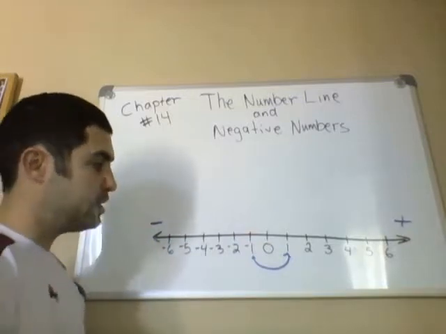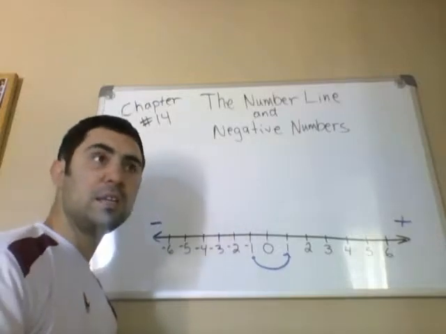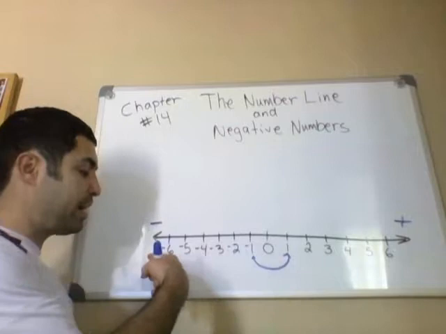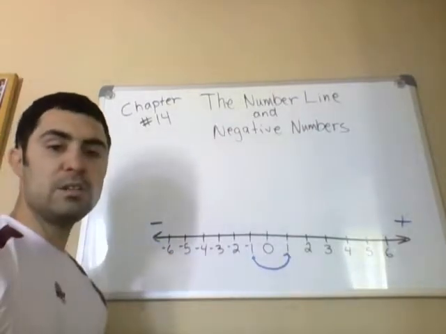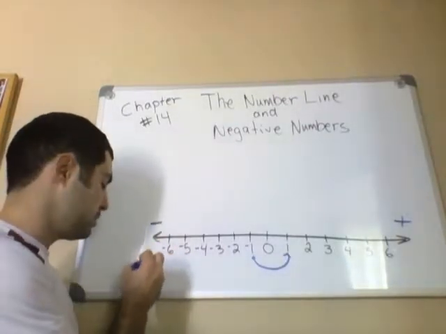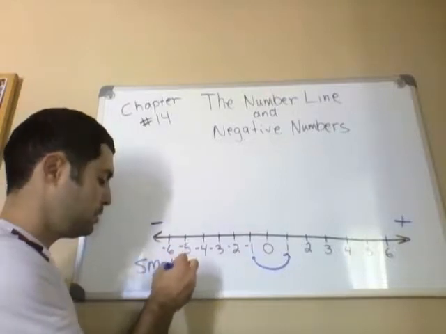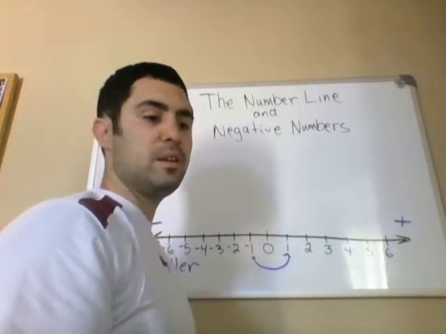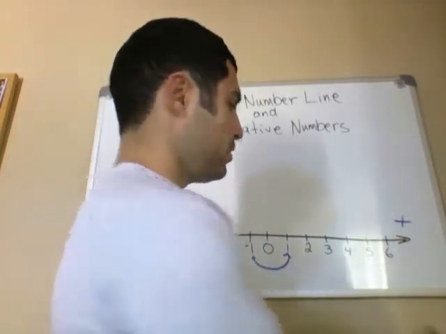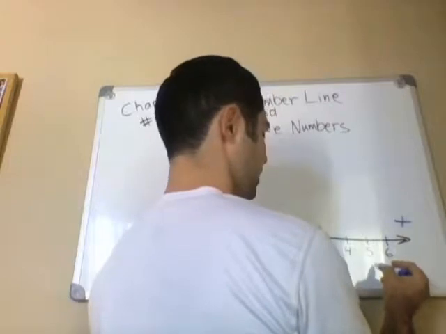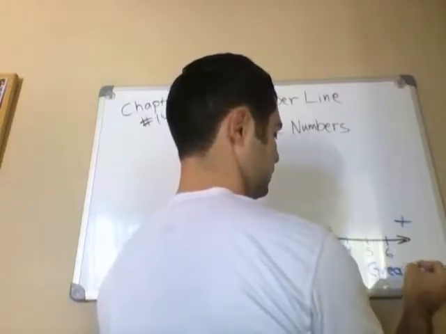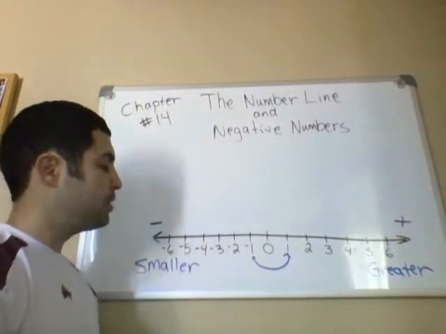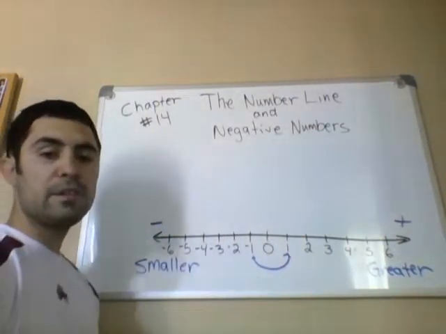Okay, something else you guys need to know. This is important for understanding pretty much everything we're going to do today. The further you go to the left, these are smaller numbers. Or that's the way that you guys can think about it. That will help you understand less than, greater than, equal to. And these are greater numbers. The further you go to the right, the greater the number. The further you go to the left, the less the number.